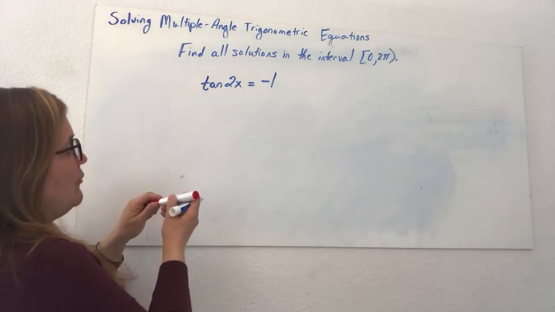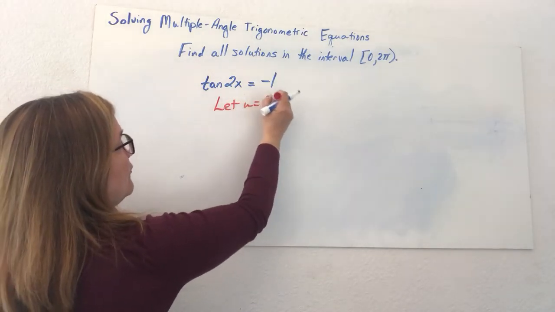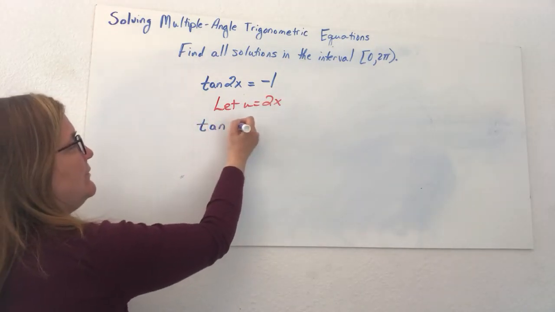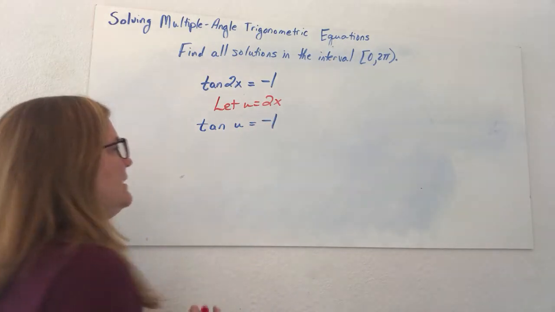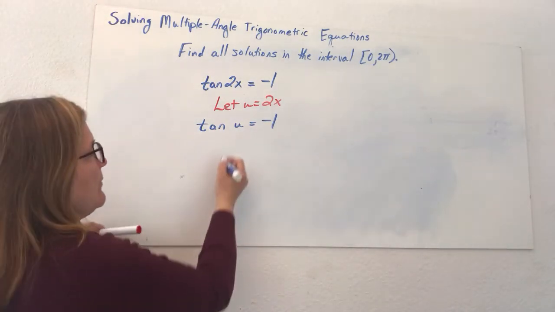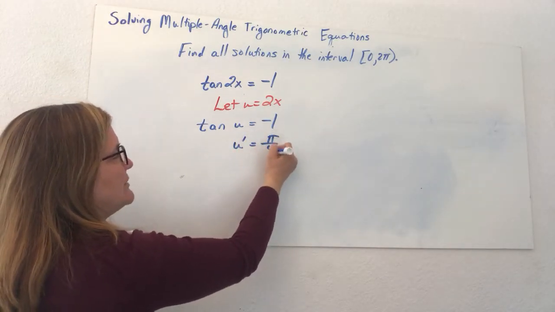Let's make the substitution the way we did before in the previous example. We're going to let u equal 2x. So we have the tangent of u equals -1. And now we focus on solving this equation. Remember, the tangent of pi over 4 is equal to 1, so pi over 4 is our reference angle.